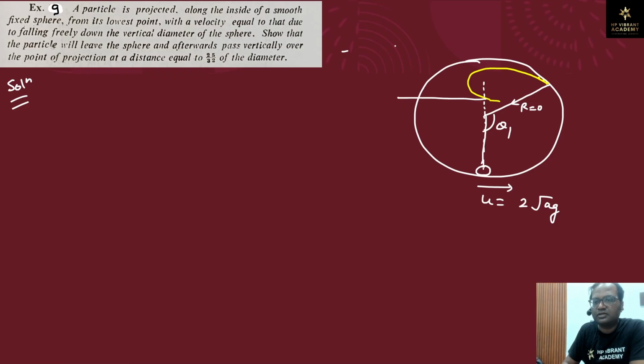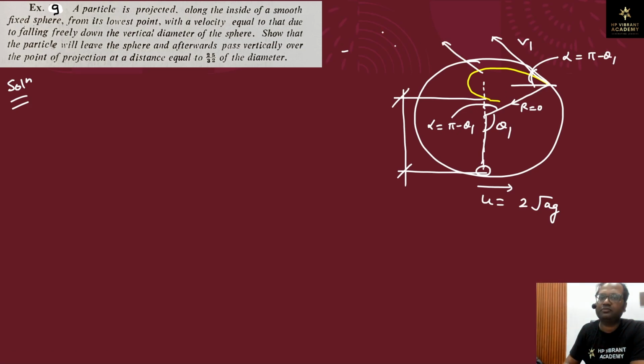So we have to calculate this particular height. This is a parabolic path. Let us consider this angle as alpha. So alpha is equal to pi minus theta 1. So this will also be pi minus theta 1. This is our parabolic path, basically a trajectory.